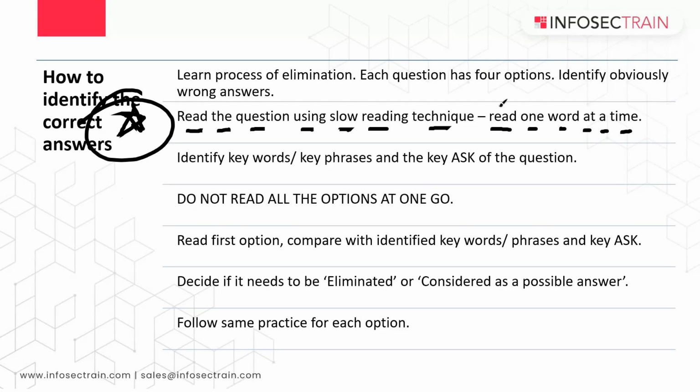Now, when you do this, how is it going to help you? You will be able to identify keywords or key phrases, and also the key ask of the question. Now, instead of reading the entire question, if you have keywords to refer to, you will read your options and refer to only these keywords. That will help you focus on identifying which option is wrong, which is obviously wrong, which can be eliminated.